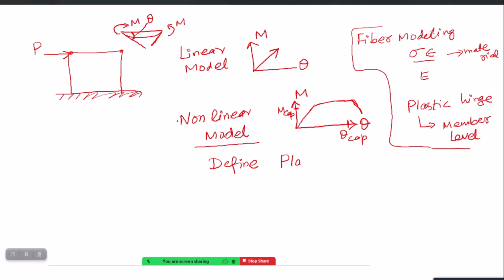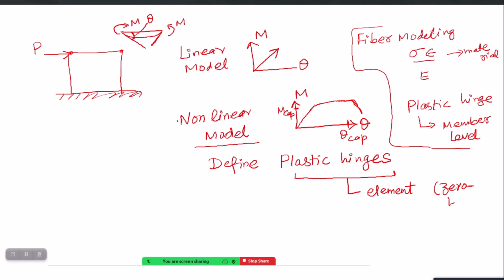Define plastic hinges. So a plastic hinge is a way to tell the program that this particular element will be following this moment versus rotation behavior, which is given by the user itself, instead of just following a linear relation forever, right? So how do we define a plastic hinge? You can say it is a hypothetical element or a hypothetical spring. Actually it is a zero length element.